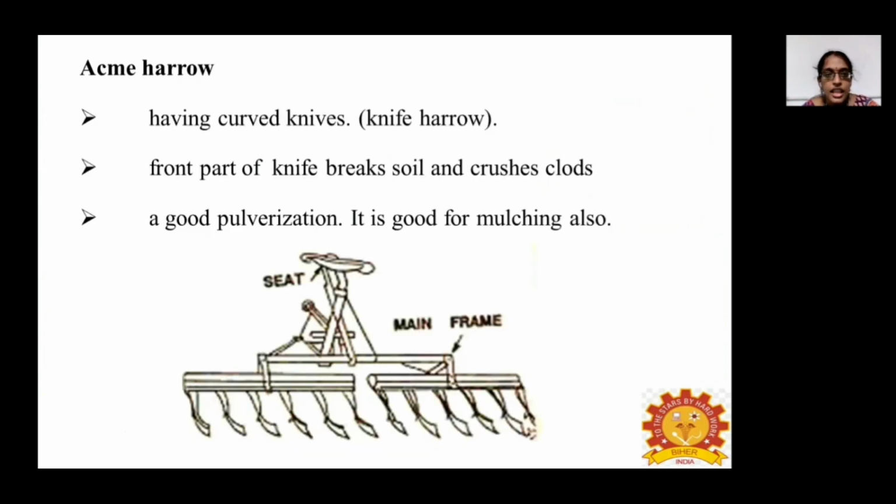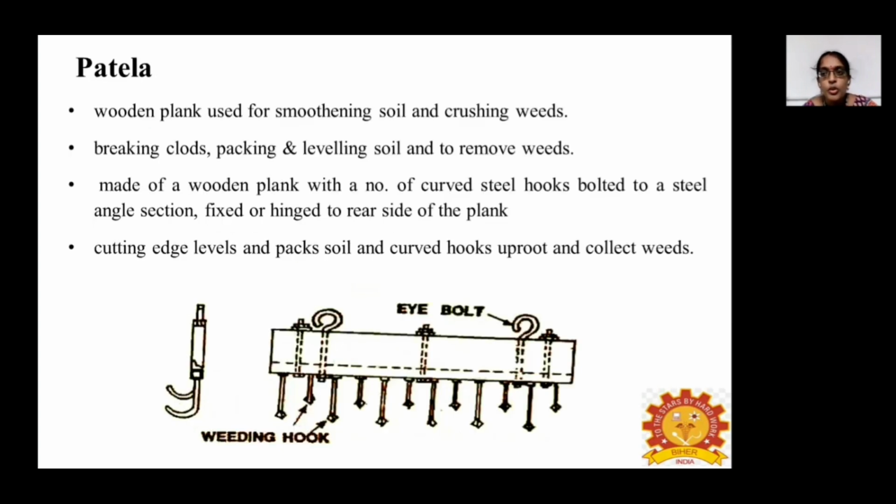And next comes the Acme harrow. It consists of curved knives provided here. So Acme means curved knife harrow. The best part is that these knife sections help to break the soil and crush the clods. And the main advantage is that it helps to promote good pulverization, and it is also good for mulching purposes.